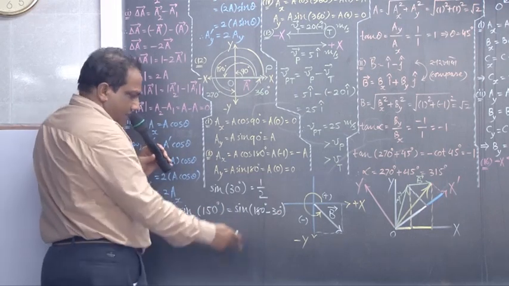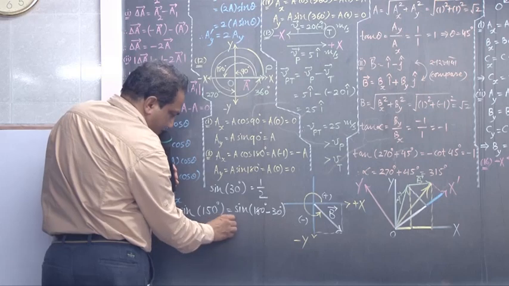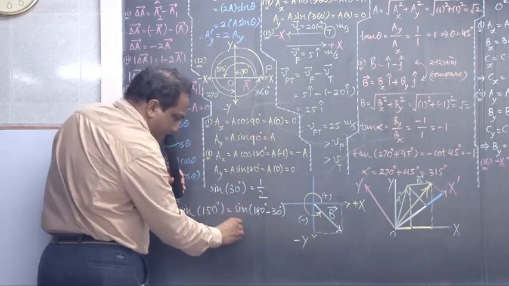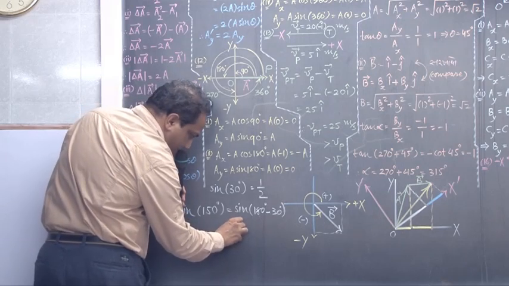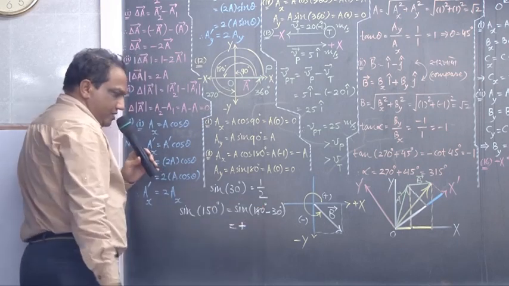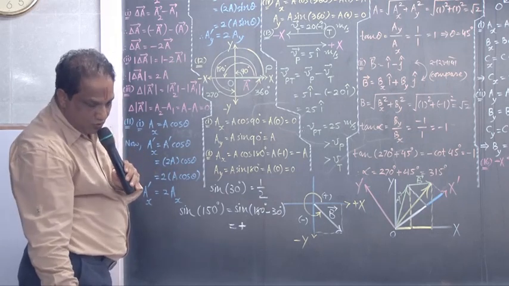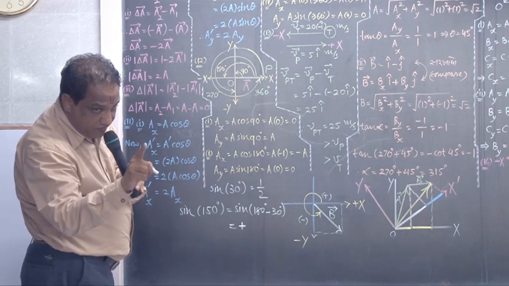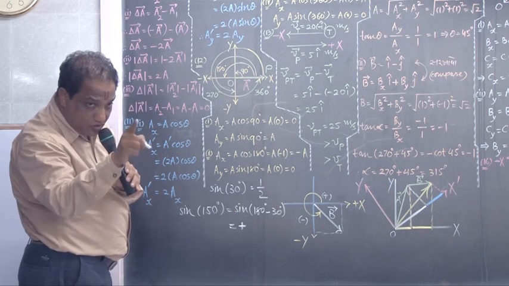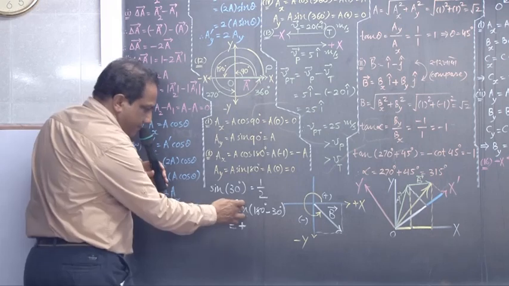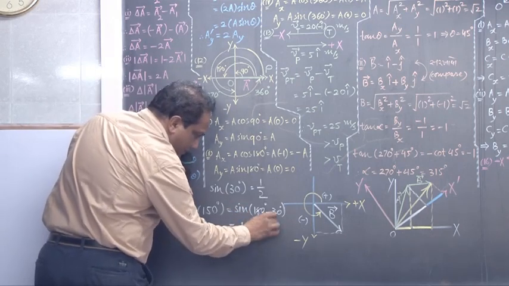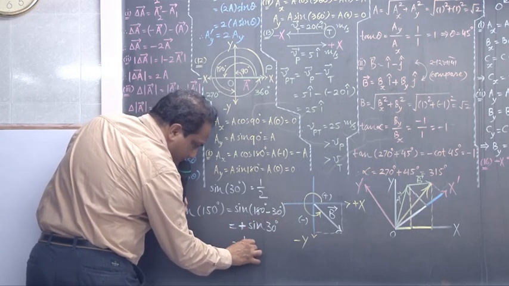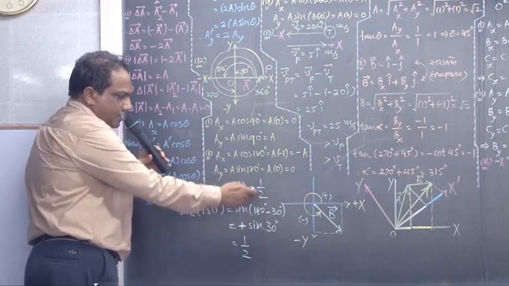Now, 180 minus 30 is in the second quadrant. In the second quadrant, sine function is positive. 180 degree means 2 into 90 degree, and 2 means an even number. Whenever the multiplier is even, you don't change the function. Sine will remain sine. And with sine, what is the angle now? 30 degree. And what is sine 30? 1 by 2. Correct?